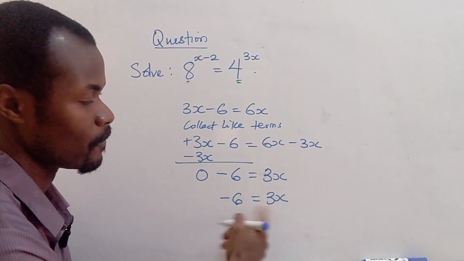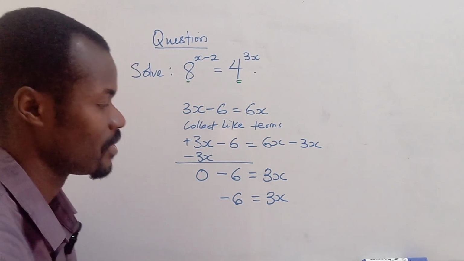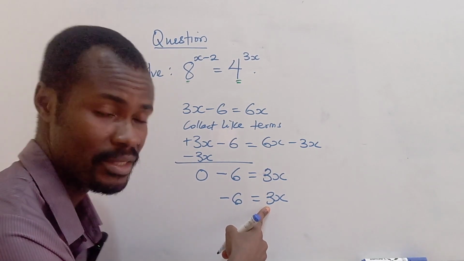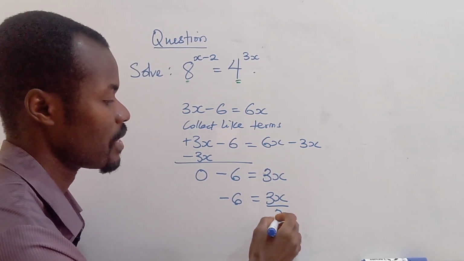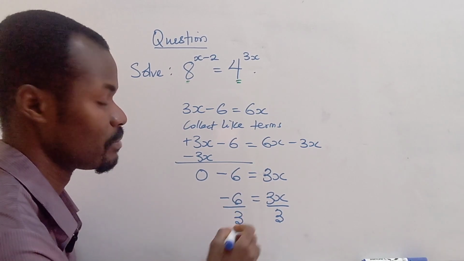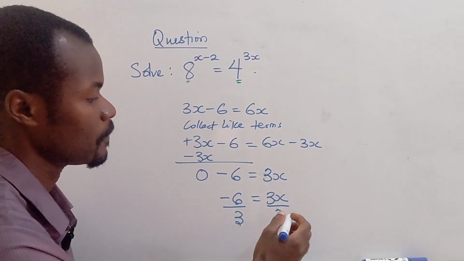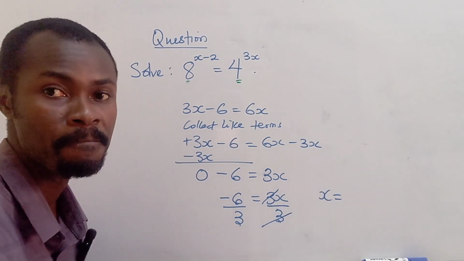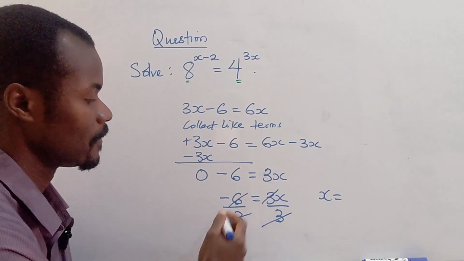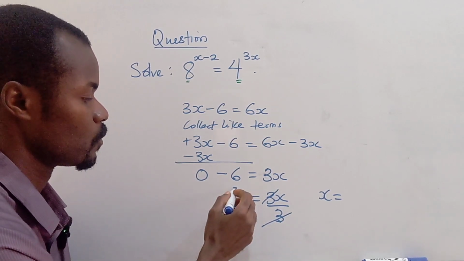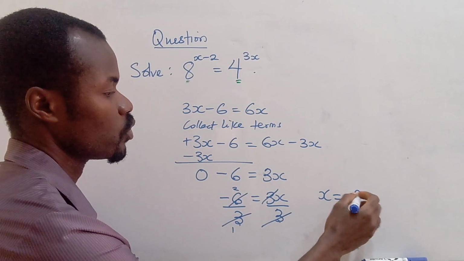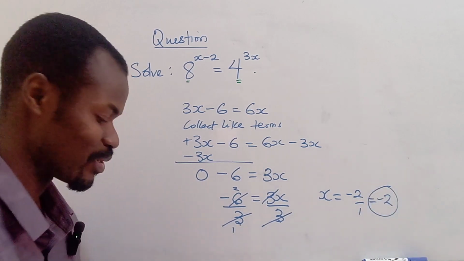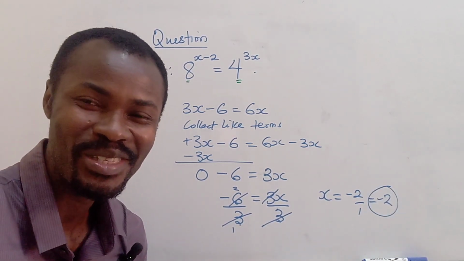So at this point, what do you do to get the value of x? You divide both sides by the coefficient of x, which is 3. So I'm going to divide this by 3, and I'm also going to divide this by 3. These cancel out, and we are left with x. Then minus 6 over 3 is minus 2. So x equals minus 2 is the solution to this problem.